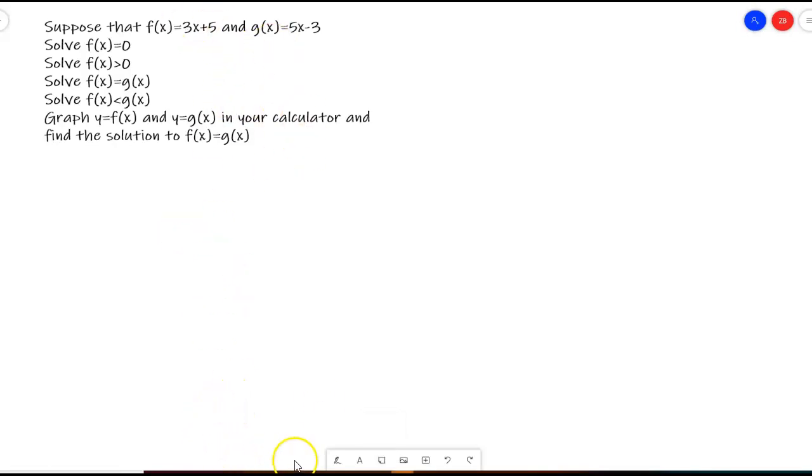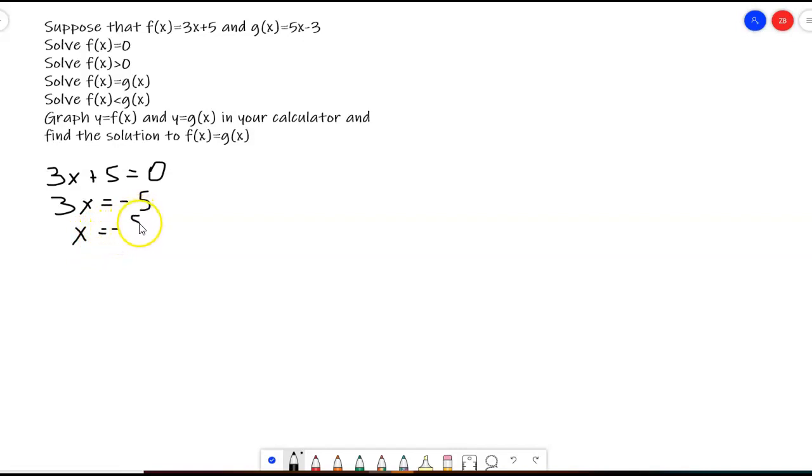All right, so f of x equal to 0. That's the first one here. So this is our f of x function here. So we're just going to set it equal to 0. So 3x plus 5 is equal to 0. And this one isn't too hard. First, we'll subtract 5 from both sides. So that's equal to negative 5. And divide both sides by 3, and you get x is equal to negative 5 over 3. That's our first one.